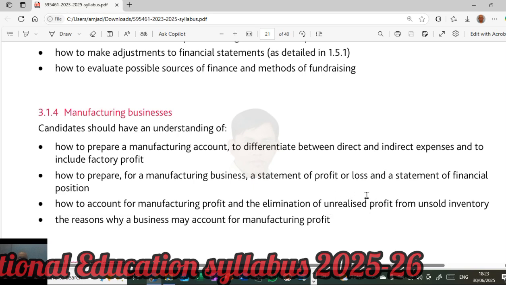So this is very important. This is another important adjustment which is very critical, which we will be discussing here. And from unsold inventory, the reasons why a business may account for manufacturing profits. So this is a very important topic as far as A level is concerned. Questions are regularly asked on this particular topic, and you have to be very strong in this. You have to understand the very technical part so as to secure better grades.